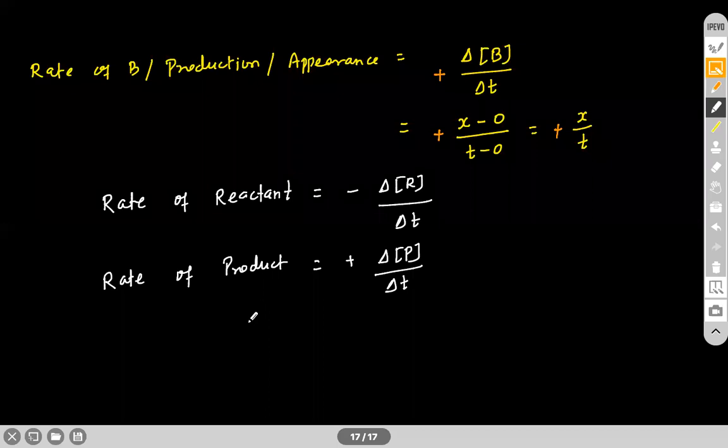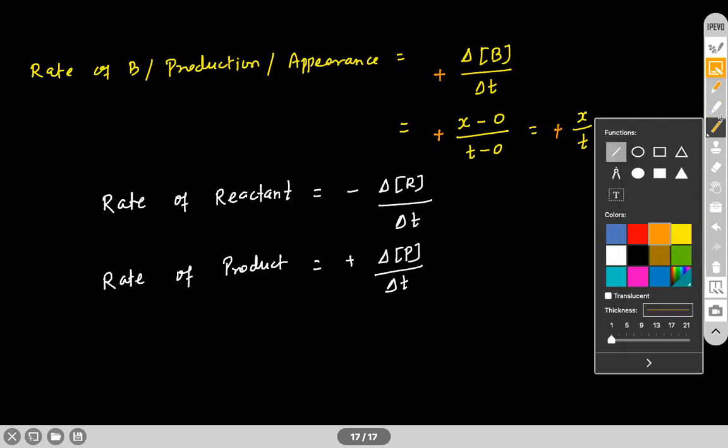Correct? Now you see this graph and you will understand one thing here. And I'm sure you must have done this in physics also in 11th grade.